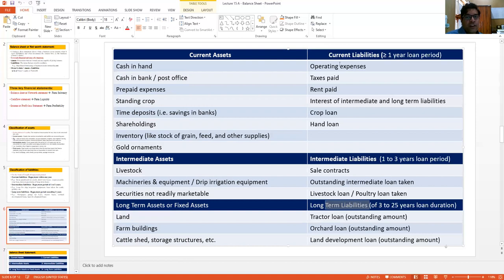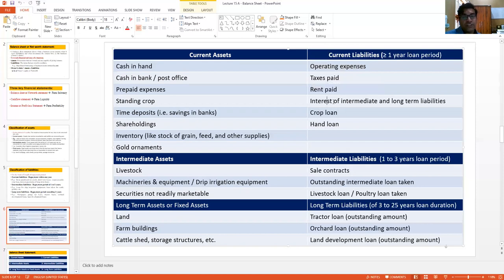So in current liability, we have operating expenses, the expenses the farmer is paying every day to continue his agriculture operation, like payment for labor, payment for input supplies like fertilizers, pesticides, all those things. Rental charges that he is paying for the machineries that are hired, all are called operating expenses. Then the tax which a farmer is paying every year. Then the rent which the farmer is paying every year.